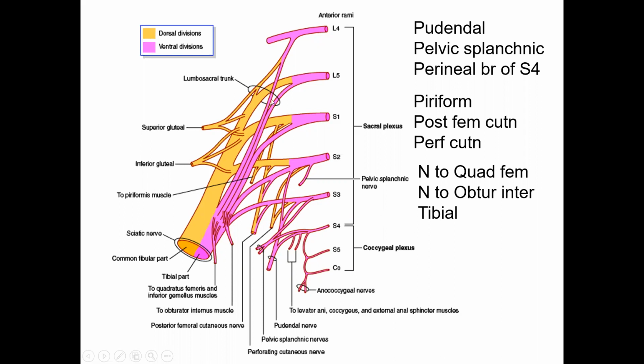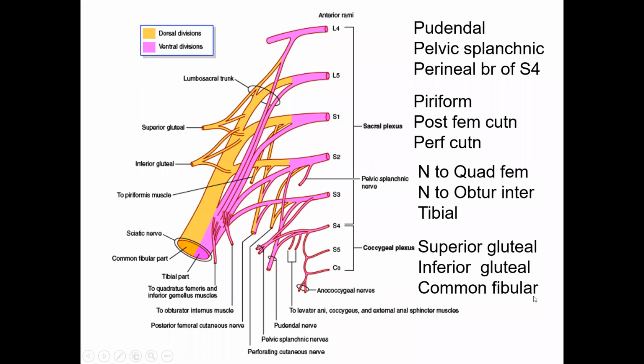And the tibial nerve is formed from the ventral division, L4, L5. Three branches come from the posterior division: superior gluteal, which supplies gluteus medius and minimus, tensor fasciae latae; inferior gluteal, which supplies gluteus maximus; and the common fibular nerve, formerly called common peroneal nerve, which forms from the dorsal divisions of the ventral rami of L4, L5, S1, and S2.